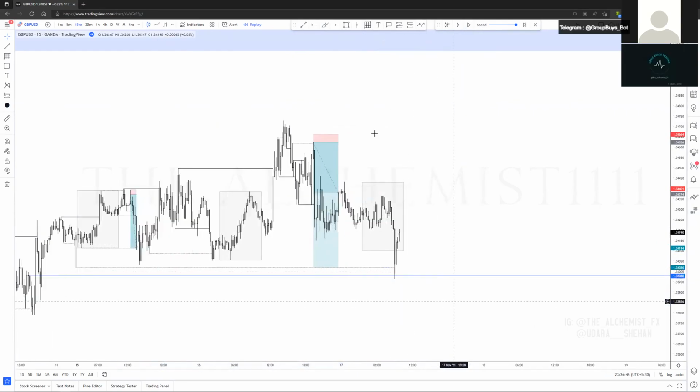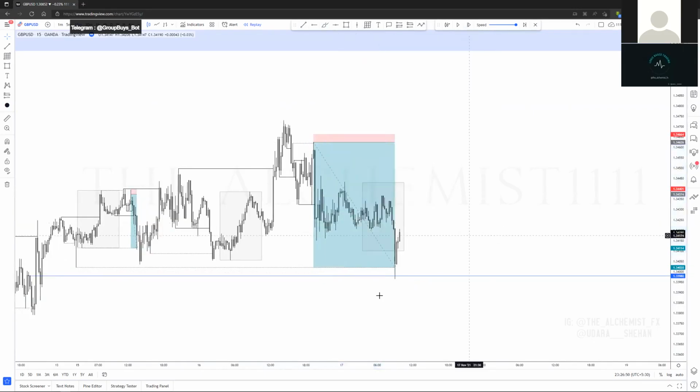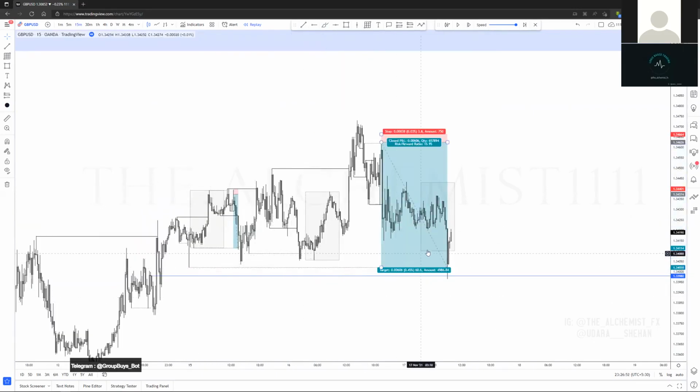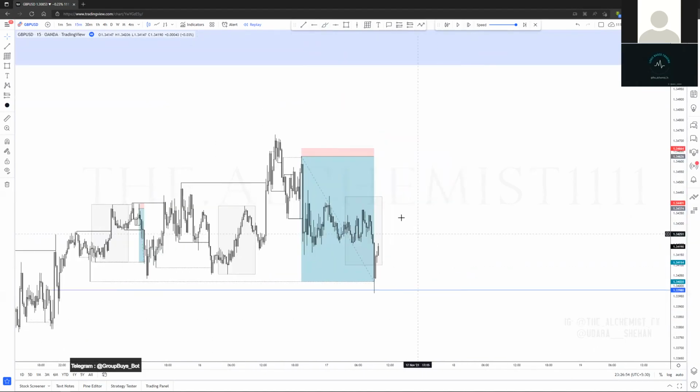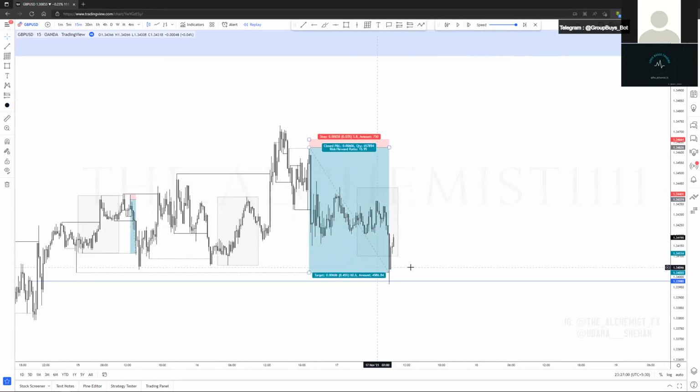Even during Asia, they tapped right into that zone and look at the reaction right away, because there was a pool of liquidity in here. They cleared that out, but that's okay. Patiently wait, because London has not opened yet, so we're not going to trade within Asia.